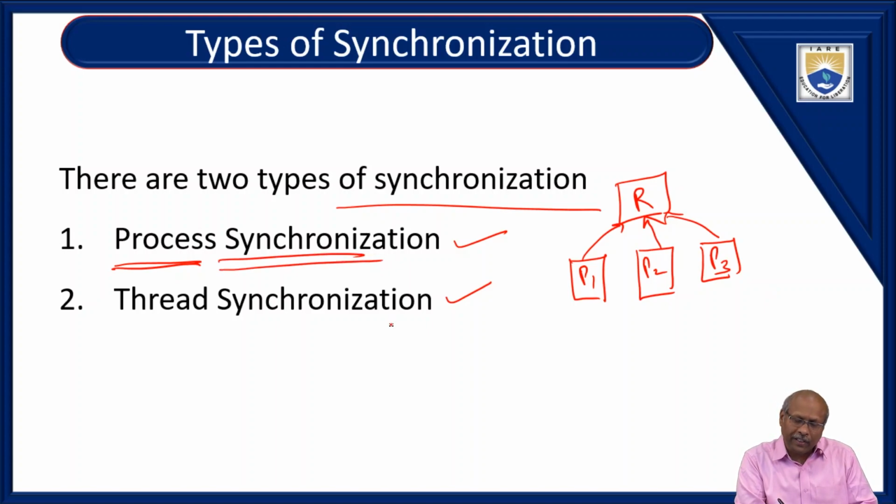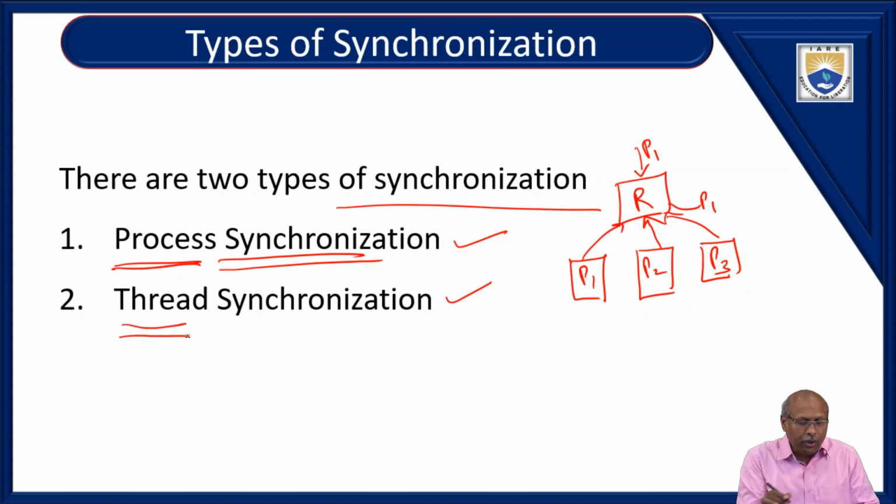If you are doing process synchronization, once one process uses the resource, the other processes have to wait until the resource is completely utilized by process P1. If this process comes out, then the second process can utilize the resource. As long as the first process is using the resource, the second and third processes cannot use it. They have to wait until the first process completes.